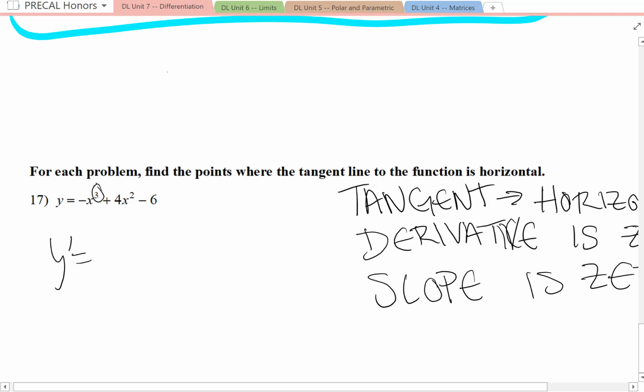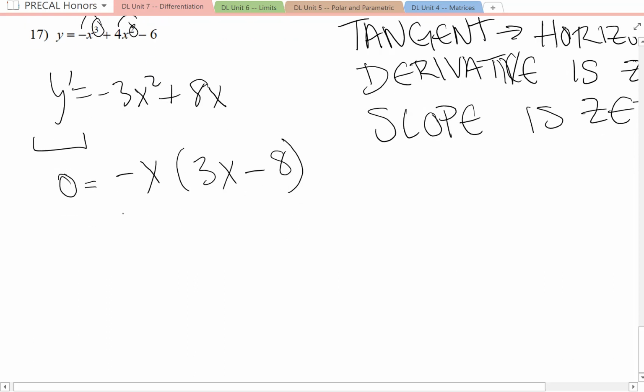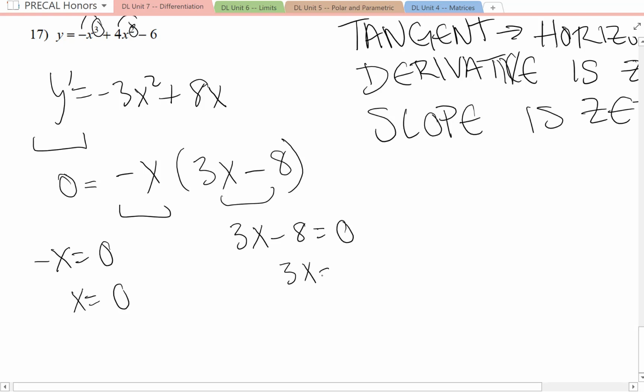So y prime, we will use the power rule, negative 3x squared plus 8x to the 1. Here's the derivative. Now, to find the x values of the function where the tangent line is horizontal, I will replace y prime with 0, because when the slope of the tangent is 0, then you have a horizontal tangent line. I'm going to factor out a negative x. This is 3x minus 8. Use zero product property to find the values for x. So negative x is equal to 0, meaning 0 is one of my x values where the tangent line is 0. 3x minus 8 equals 0, so add 8 on both sides and divide by 3. X is equal to 8 over 3.